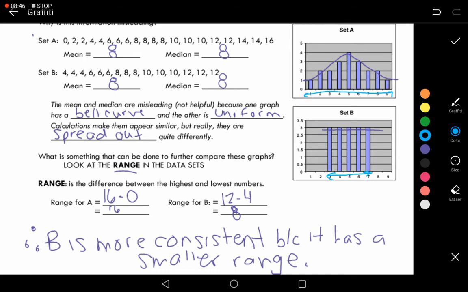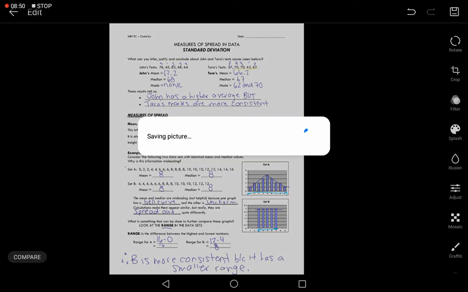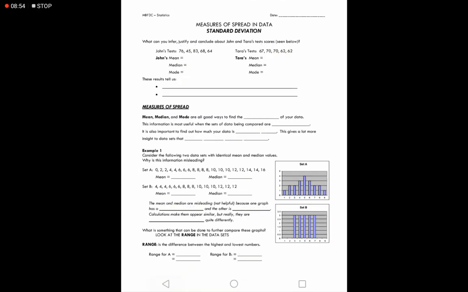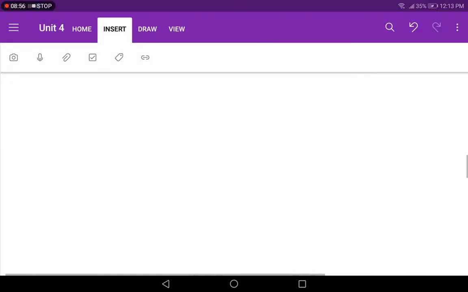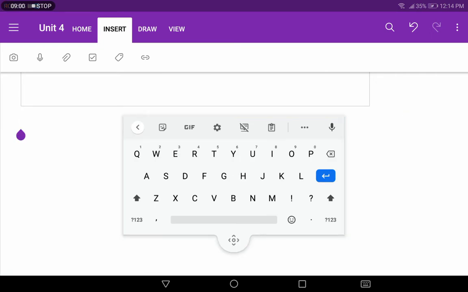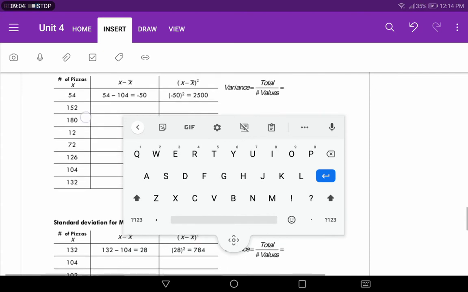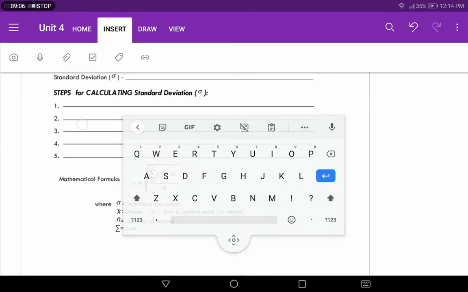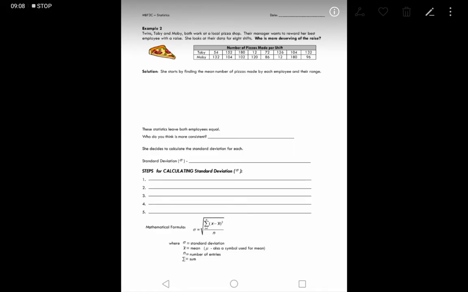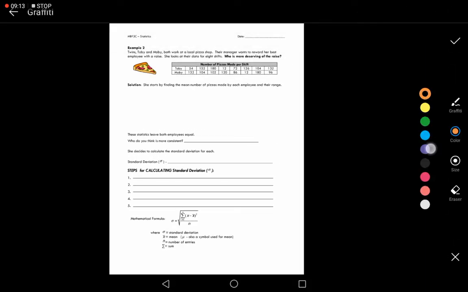Okay. So again, this is a long one, so bear with me. I'm just going to pull up the second page here. Oops. There we go. We're using purple.